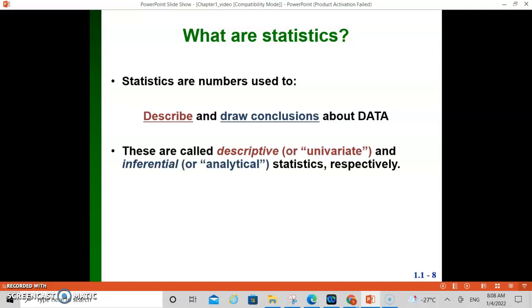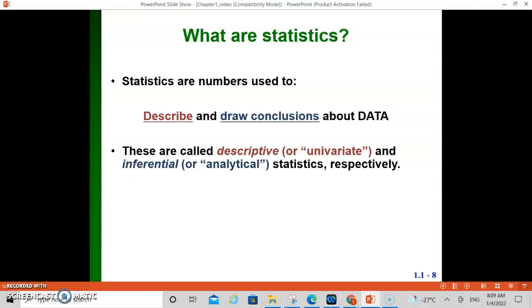There are two different types of statistics. One is called descriptive and the other is called inferential. So far in your school life, you have done some basic work on descriptive. Descriptive means you collect data, organize it, put it into a table, and describe it. For example, you can talk about the mean, median, mode, or the standard deviation. Using that, you can give some information about the data. That is called descriptive.